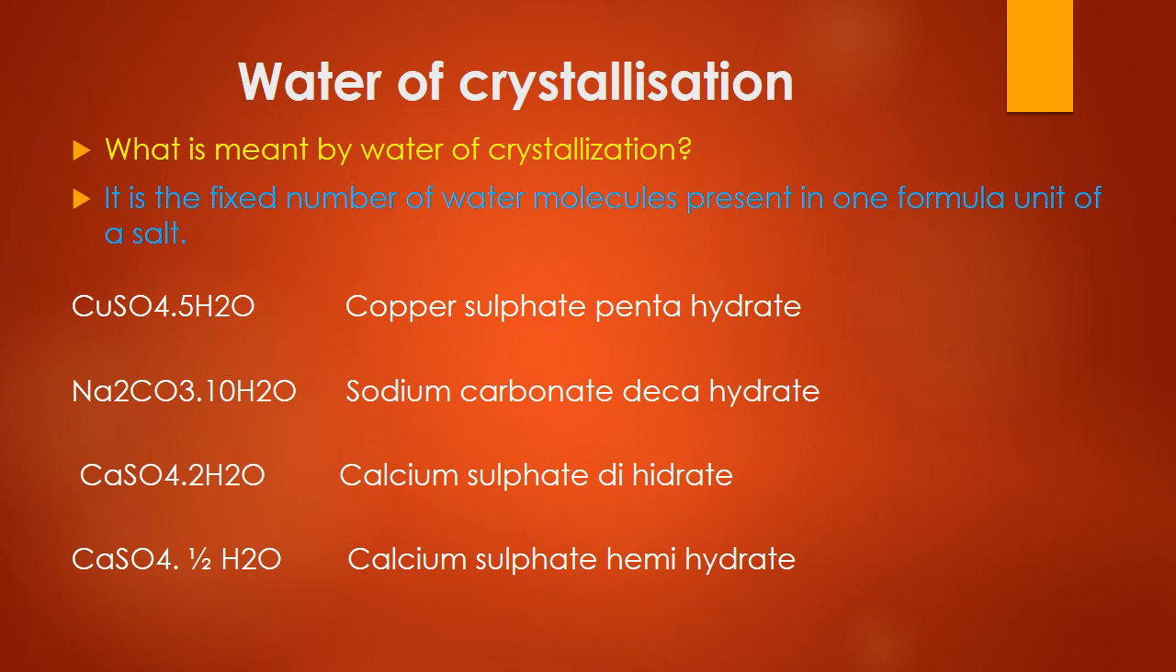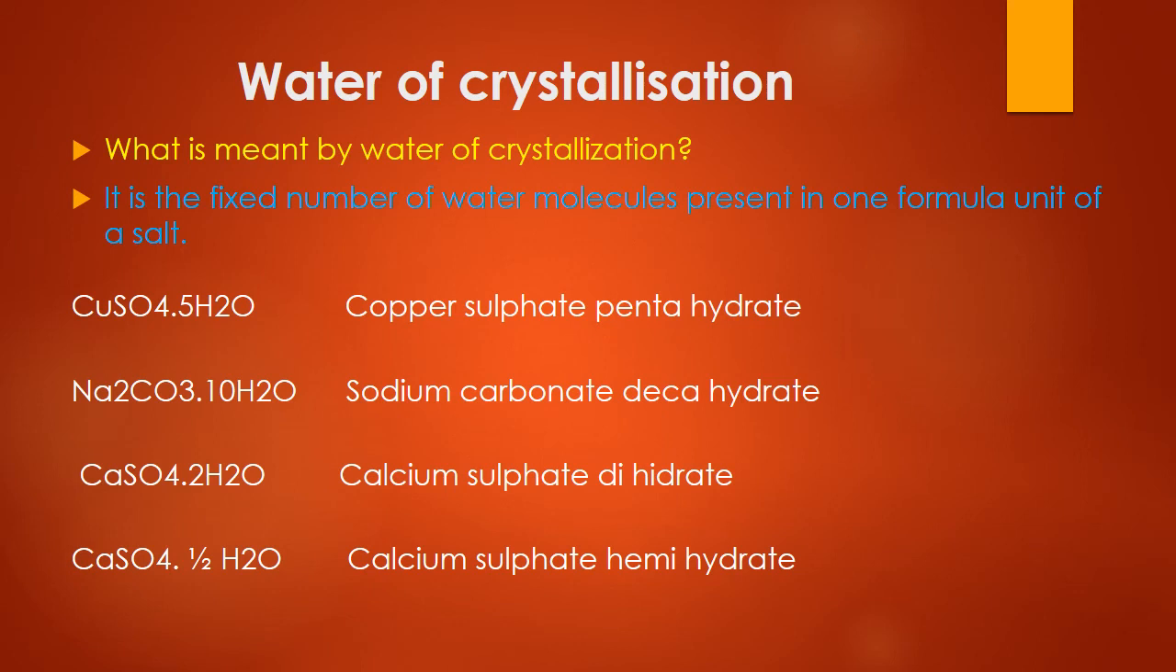Dear students, what is meant by water of crystallization? The answer is, it is the fixed number of water molecules present in one formula unit of a salt. Example, copper sulfate CuSO4.5H2O. Here CuSO4 is one formula unit of a salt which contains 5 water molecules. In the same way, sodium carbonate is one formula unit of a salt which contains 10 water molecules. Like that, calcium sulfate contains 2 water molecules, which is called gypsum.